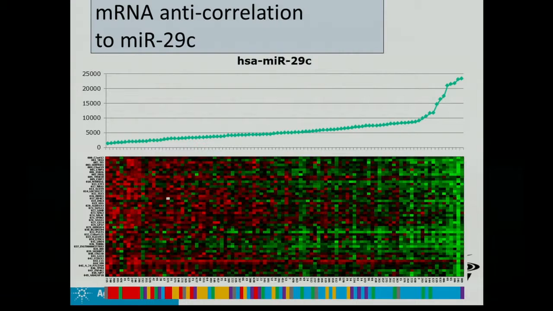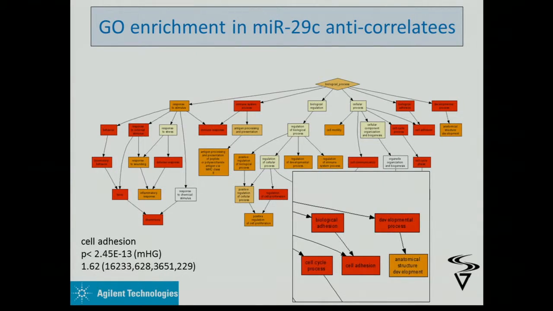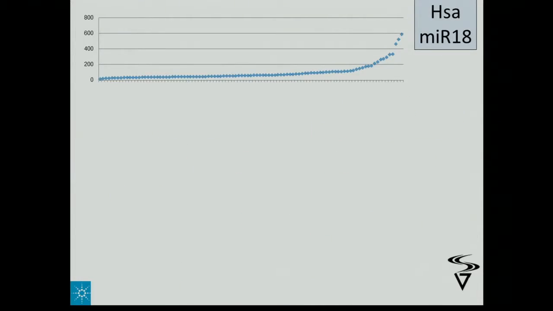So having done that on this miR29 data, remember that's where we started, we get the answer yes. Of course, otherwise I wouldn't be showing it here, that the targets of miR29 are enriched in this set and with a p-value that is significant. We can also look, using the same approach, at what functional annotation is enriched in this list of anticorrelatives to miR29, and we find that in this case it's cell adhesion, again consistent with this ECM observation and with the observations in cardiovascular disease that I mentioned.